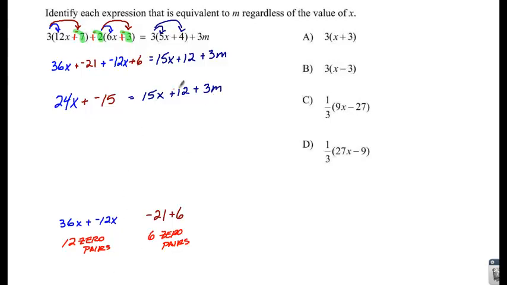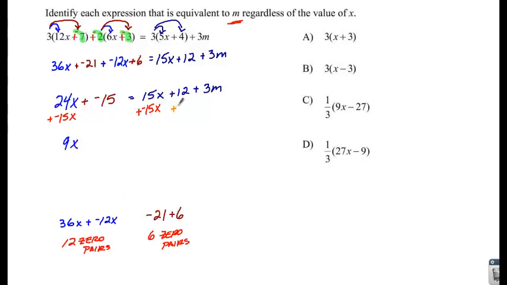All right, time to get m by itself. Remember, we're trying to get m by itself, and so we're going to need to move the 15x and the 12 out of this side. So I'm going to add a negative 15x to both sides. So here we go, negative 15x. 15 zero pairs, because this is negative, and the 24 is a positive, so these 15 negatives cancel out 15 of the positives, and they leave 9 of the positives, 9x.